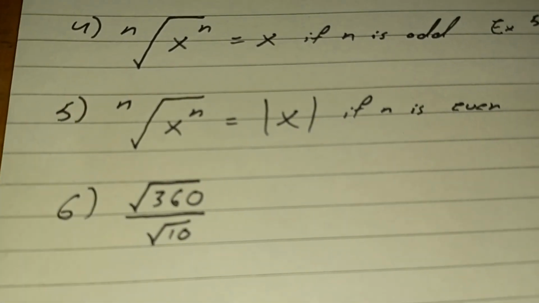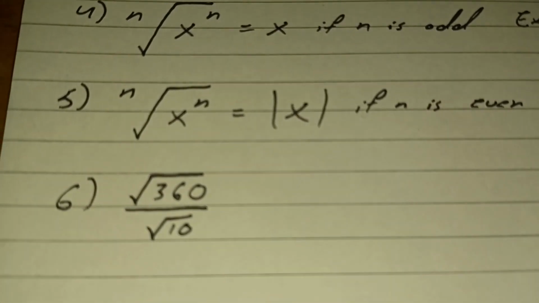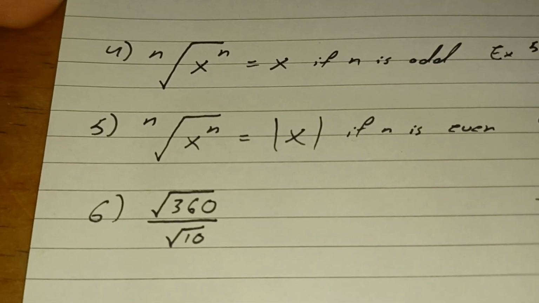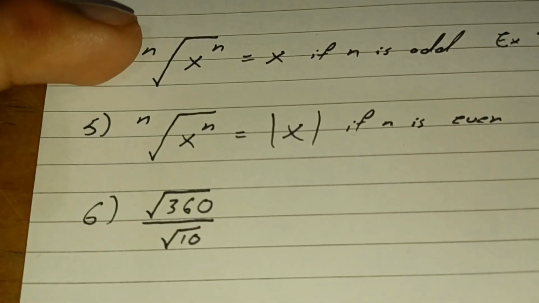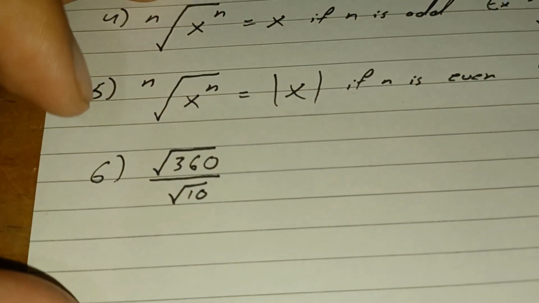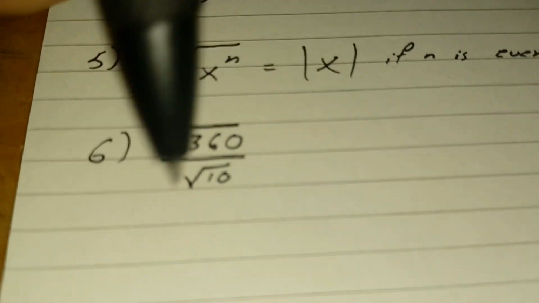We have the square root of 360 divided by the square root of 10. So let's basically do this problem.